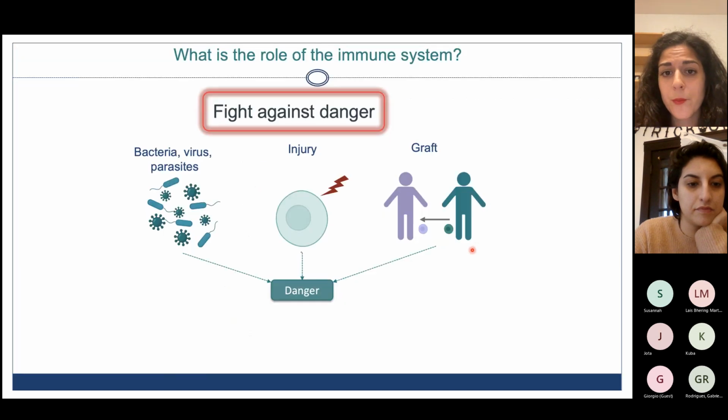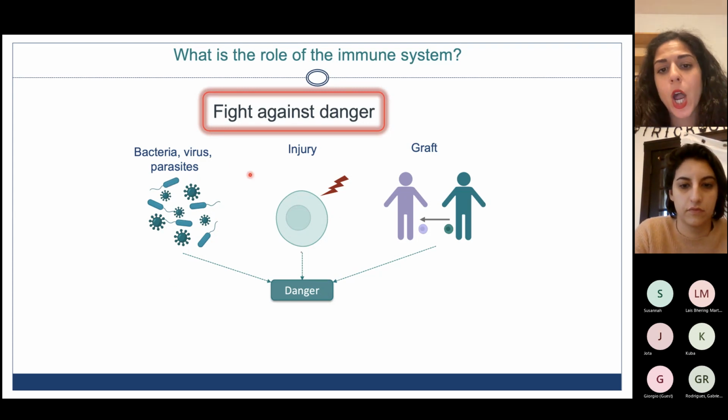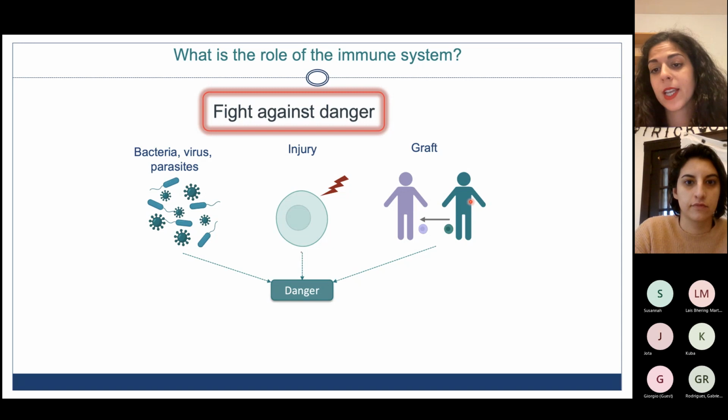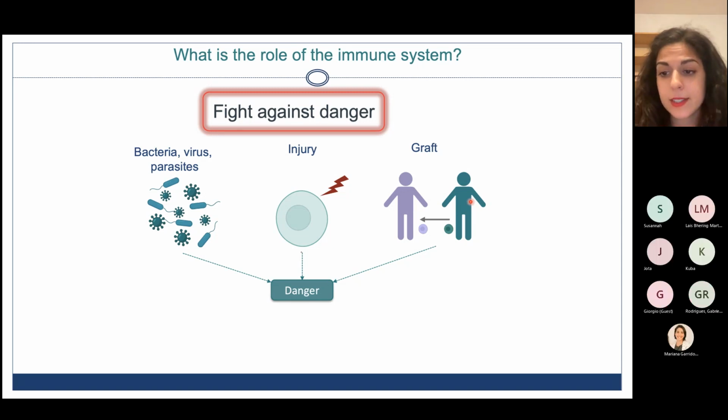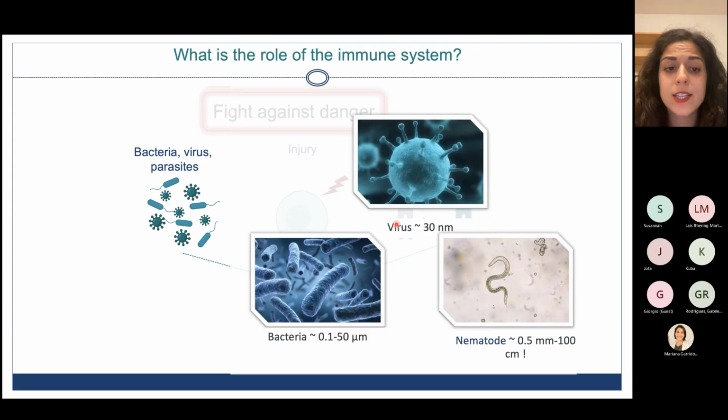So first, the role of the immune system is to fight against danger. So you have different sources that can be sensed as danger. You have microorganisms, injury, such as, for example, radiotherapy or just simply shocks. And you have also grafts, when non-self cells get in among your self cells and can lead to a dangerous signal.